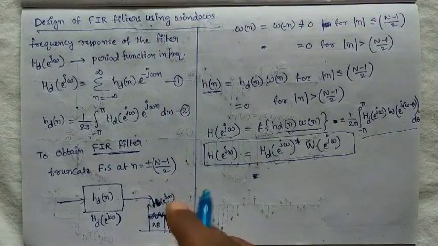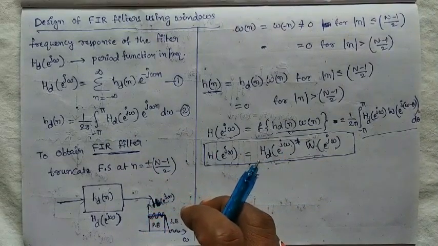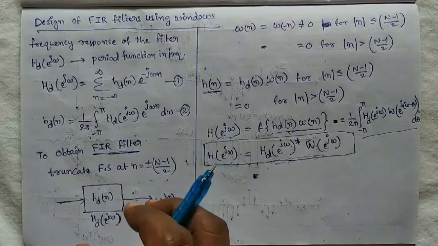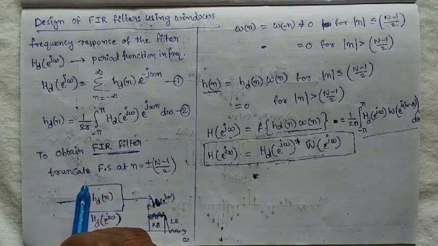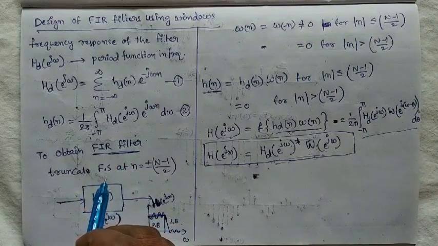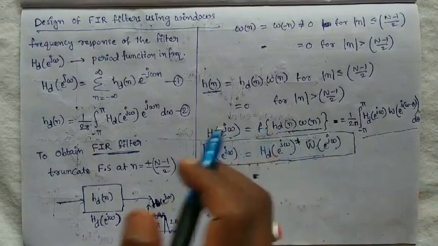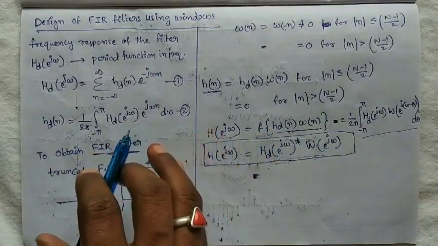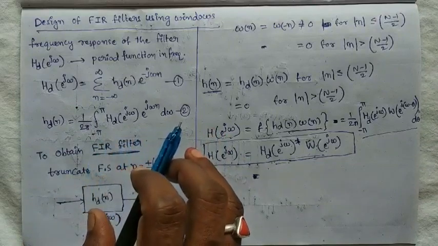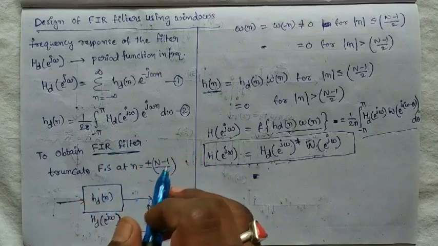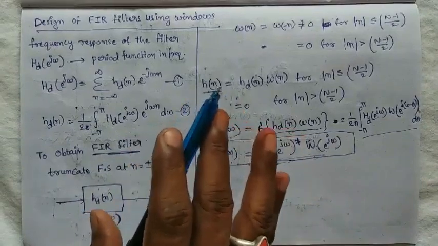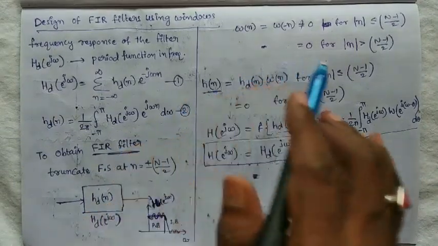How can we reduce such oscillations? Instead of abruptly truncating the Fourier series coefficients of the filter, they are modified by multiplying the infinite duration sequence with a finite duration sequence called the window, a finite weighting sequence. It is denoted by W of n.